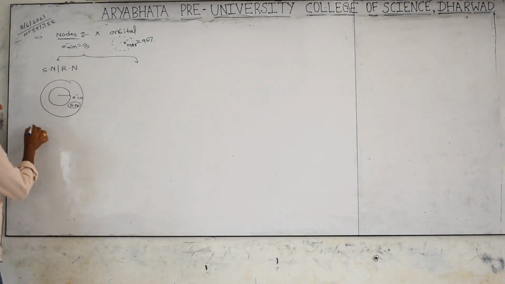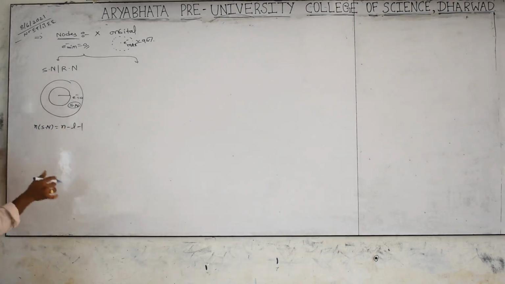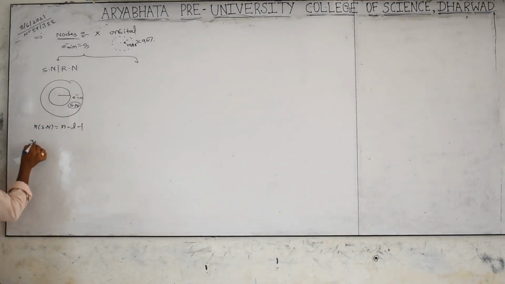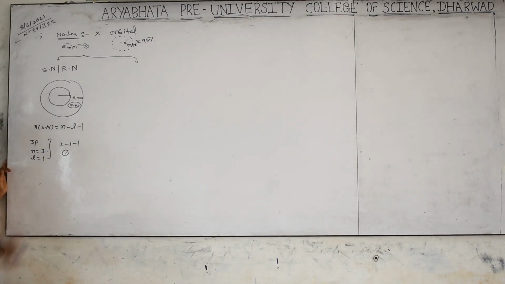We have a formula: the number of spherical nodes for any given orbital is equal to n minus L minus 1. For example, a 3p orbital is given. For 3p, n is equal to 3, L is equal to 1. The number of spherical nodes is 3 minus 1 minus 1, which is one spherical node. Where is it coming? In between 2p and 3p, means in between the second orbit and the third orbit. Why?